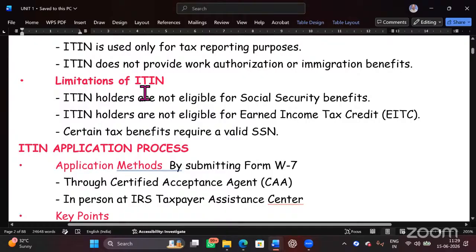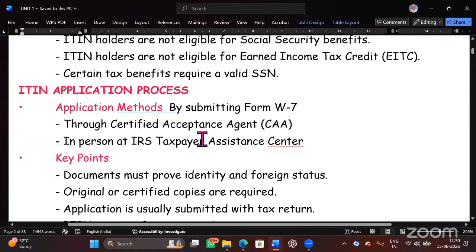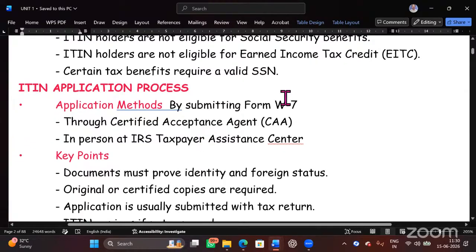ITIN holders are not eligible for social security benefits. I already told you in the previous class, certain types of credits can be enjoyed by the taxpayer only when that person has the social security number. Simply having ITIN, the taxpayer cannot enjoy all types of tax benefits. Very important point. It will be covered in the head of the credits while studying Schedule 3 very clearly. This is a regularly expected question.